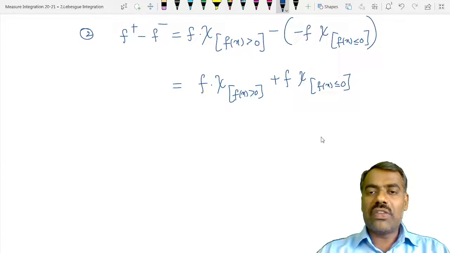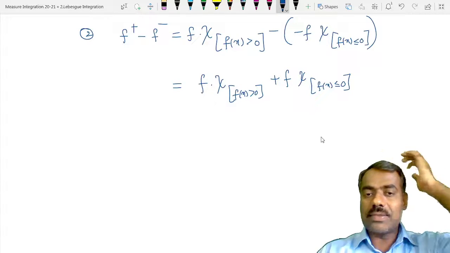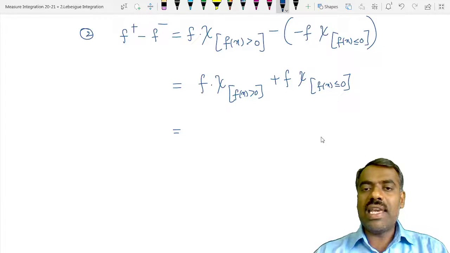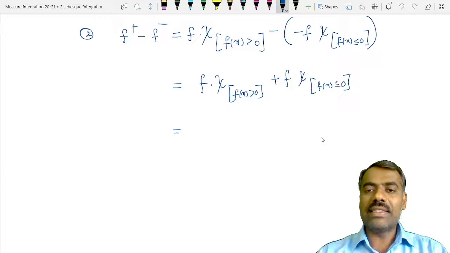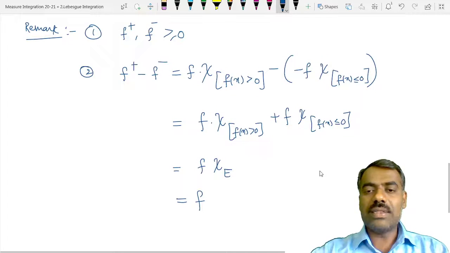But whatever you have, characteristic function of two sets, okay, they are disjoint sets. Yes or no? F of x greater than 0, this is a disjoint set. All x such that f of x is greater than 0 and all x such that f of x is less than or equal to 0, right? So therefore this is the same as what you will get, f times characteristic function of that entire set where it is defined. Is this clear? Any problem? Yes, sir. That entire domain, the value is 1. So what you get here is 1 times f. Is that clear?